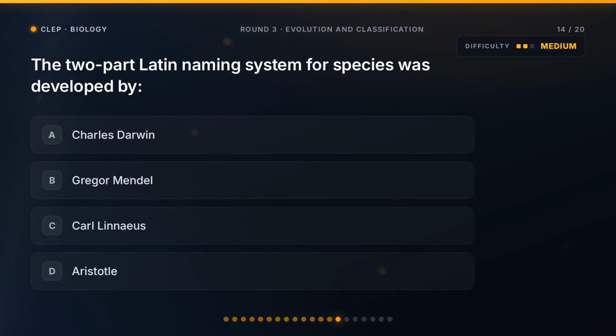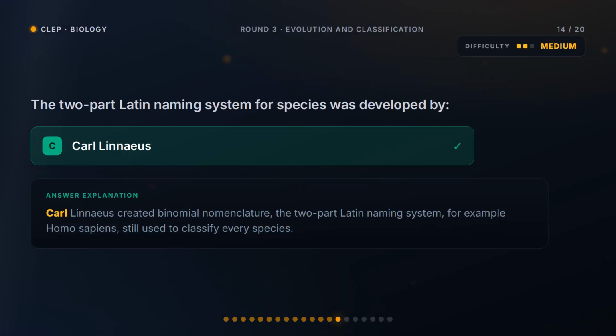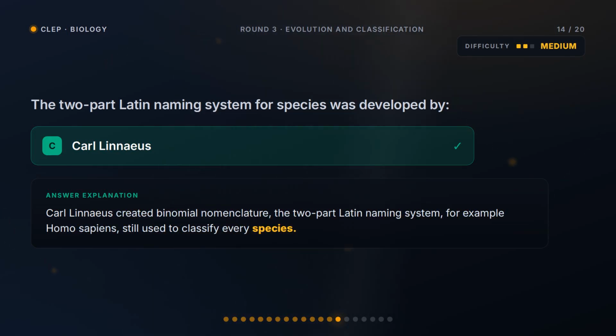Question 14. The two-part Latin naming system for species was developed by A. Charles Darwin. B. Gregor Mendel. C. Carl Linnaeus. D. Aristotle. The answer is C. Carl Linnaeus. Carl Linnaeus created binomial nomenclature, the two-part Latin naming system, for example, Homo sapiens, still used to classify every species.